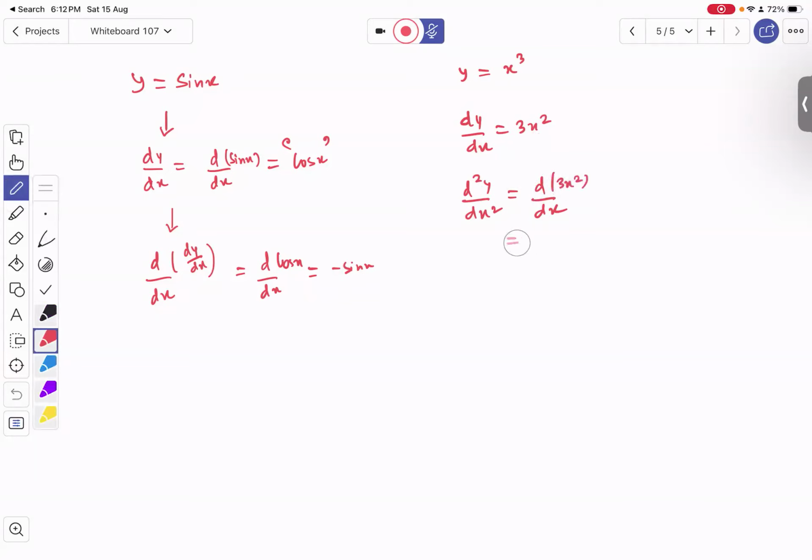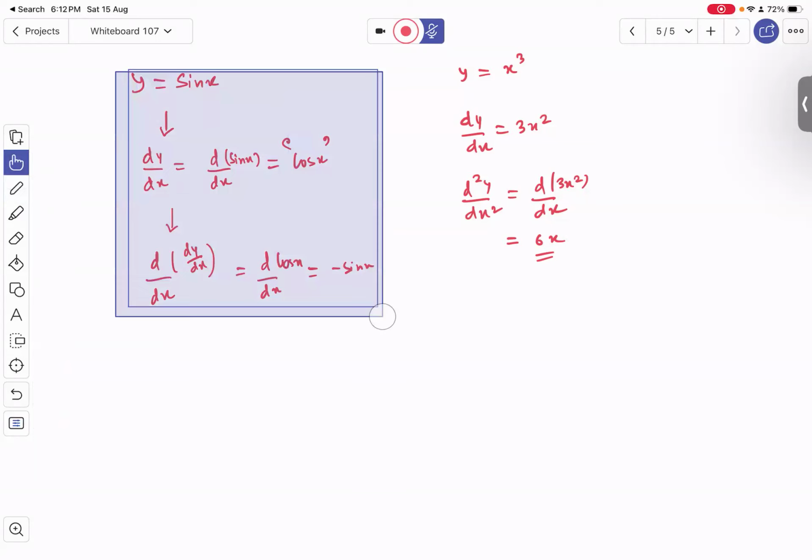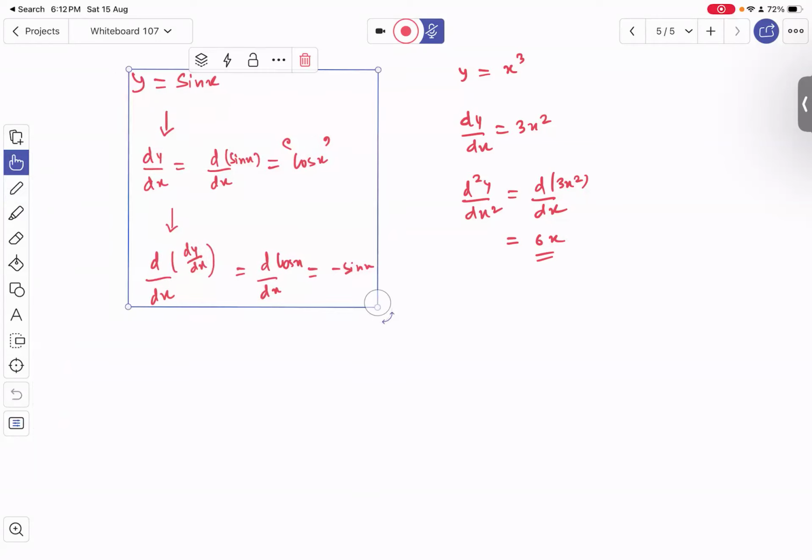So that is going to give us 6x. Correct? So whatever it is, you get the meaning of what double differentiation really means: doing the process of differentiation on it two times back to back.